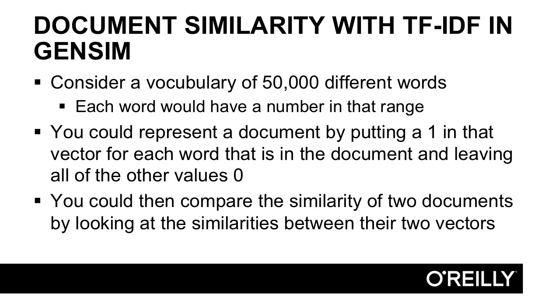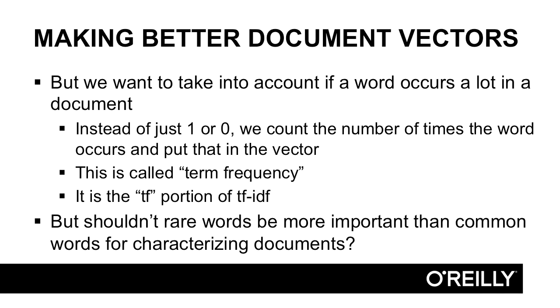Consider a vocabulary of 50,000 different words, which is pretty common for English. We're going to assign a number to each of those words between 0 and 50,000. And any word that's not in that vocabulary, we can just assign to an unknown symbol. So you could then represent a document by putting a 1 in that position for every word in the document and leave 0 for all the other values. If you did this, you could then compare the similarity of two documents by looking at the similarities between their two vectors. So you're essentially just looking at the word overlap. But we can do better.